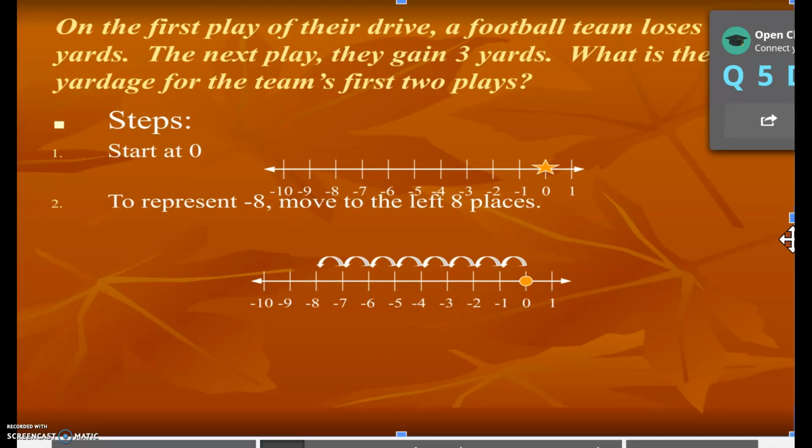To look at this on the number line, we would say, all right, let's start at 0. 0 is like where they started. That's your line of scrimmage. They put a star there. Move this out of the way.